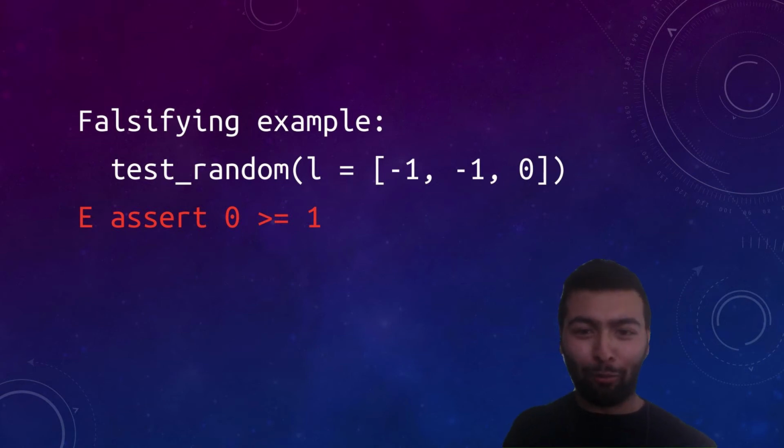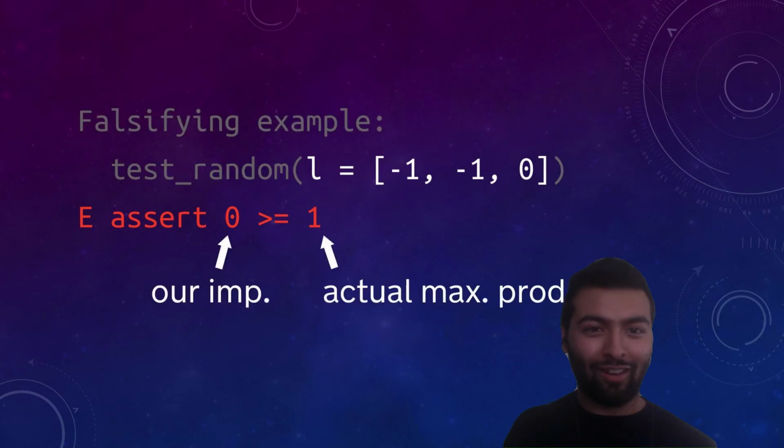Once you get over the momentary shock of being told your code is incorrect, you can see that the library's provided a falsifying example for us. In this case, -1, -1, 0. And you think, oh, of course, we didn't think about negative numbers when we wrote our code. For this list, the real maximum product would be -1 times -1, which is 1. But our buggy implementation would have given us 0 times -1, which is 0. Good thing we had a test to catch the bug.